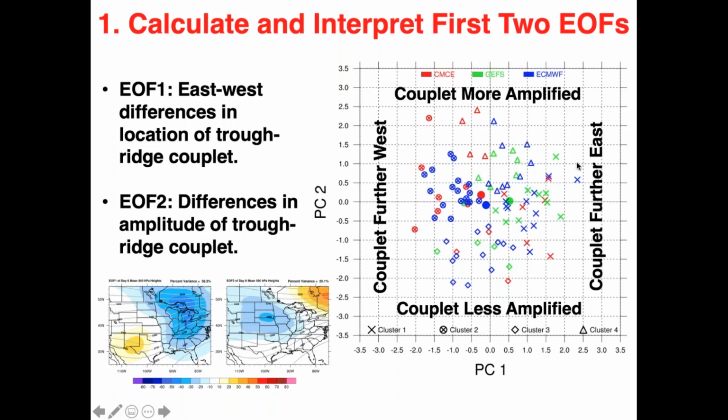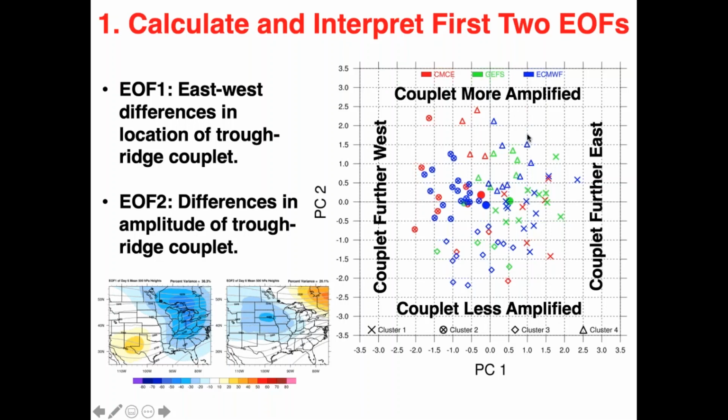Just to orient you, I have put in text boxes to show you what ensemble members say in this part of the phase space. These ensemble members have that couplet further to the east. The ensemble members that are over here have that couplet further to the west. The ensemble members down here, which have a negative principal component for EOF2, have a less amplified couplet, whereas the members up here have a more amplified couplet.